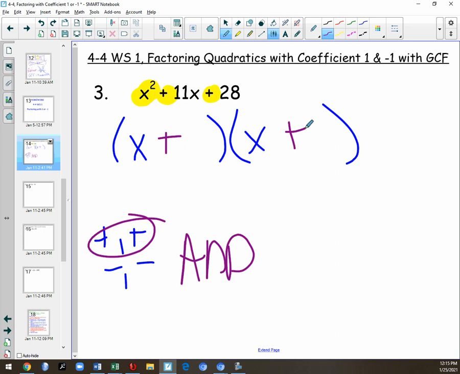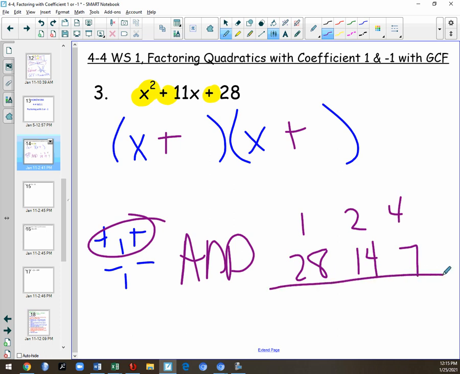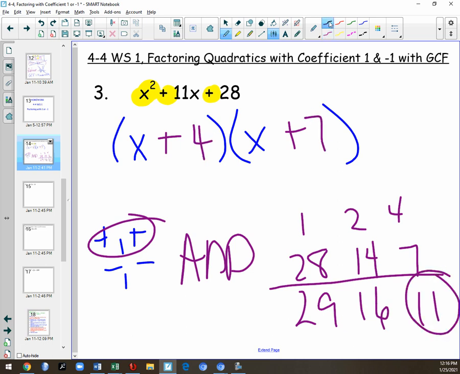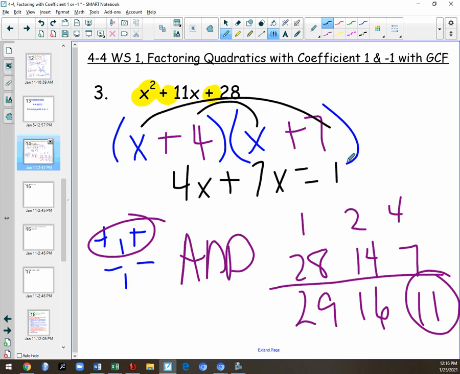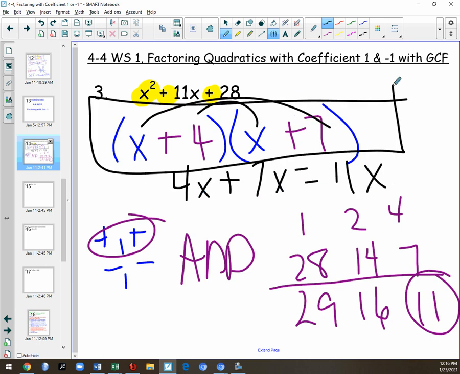And now I need all the factors of 28. So that's going to be 1 and 28, 2 and 14, 3 no, 4 and 7. So now I need factors that are going to add to 11. This is 29, this is 16, and this is 11. So I'm going to use a 4 and a 7. How do I check this? Inner gives you a 4x, outer gives you a 7x to give you a grand total of 11x, and you are done.